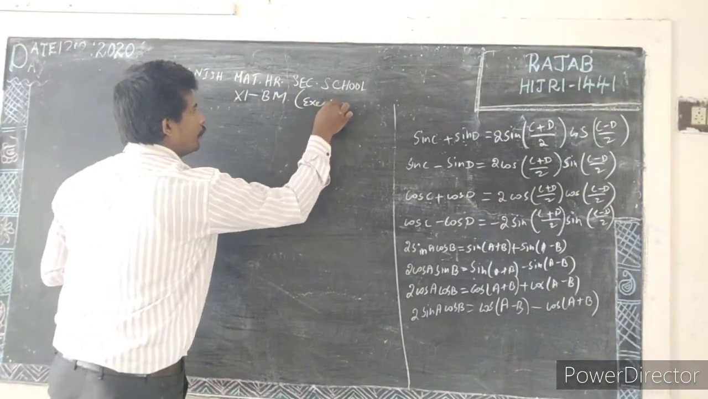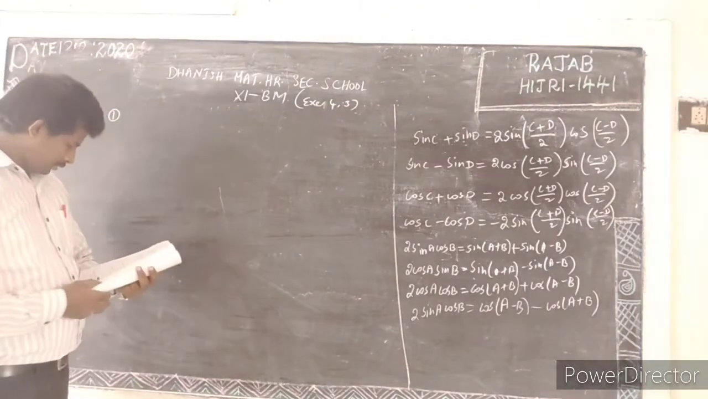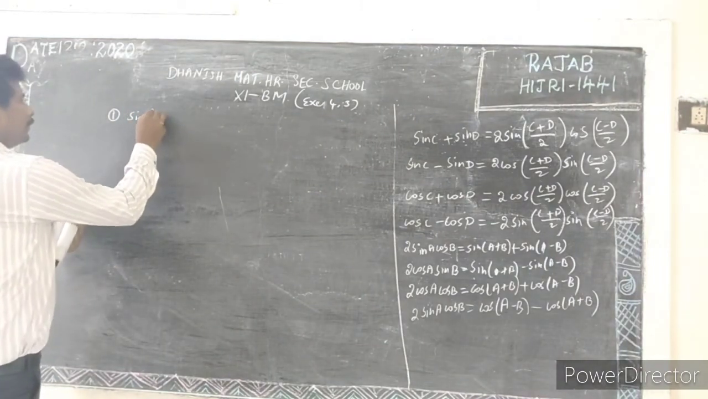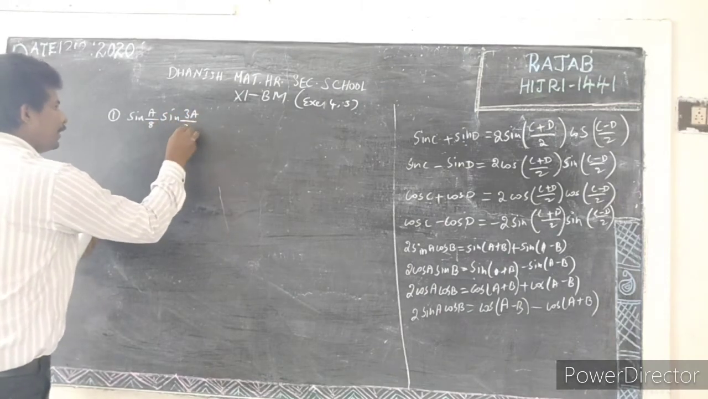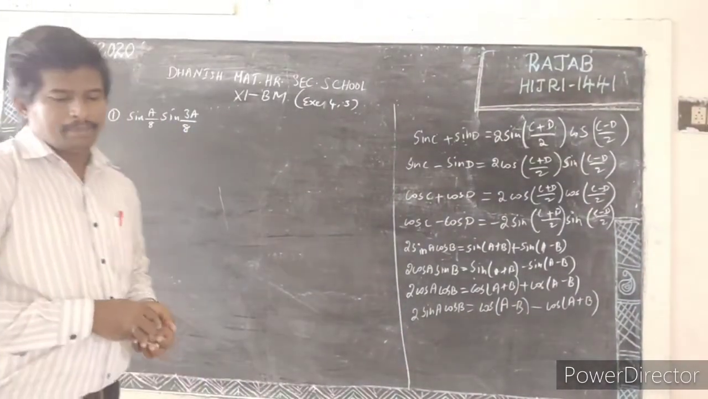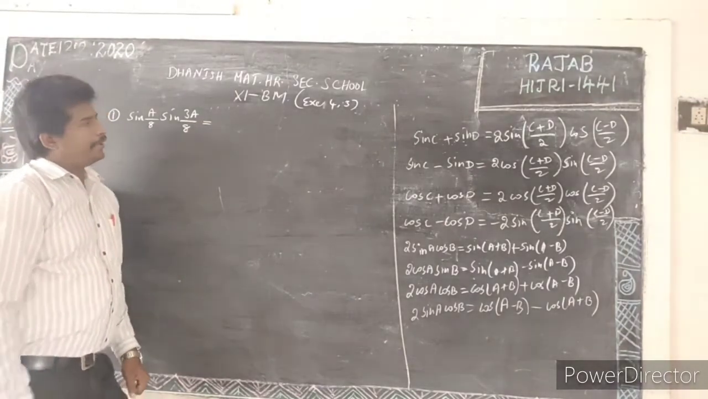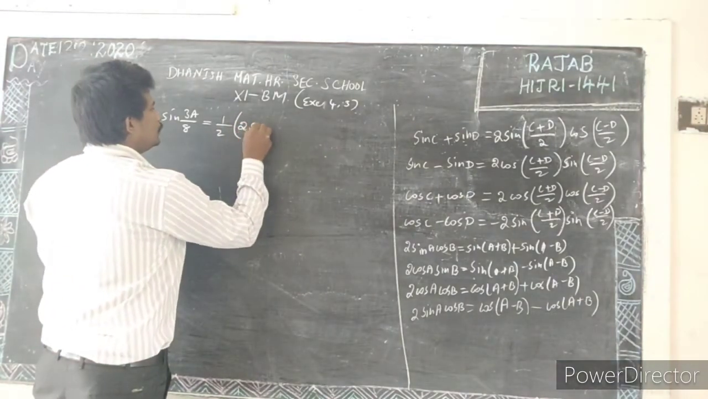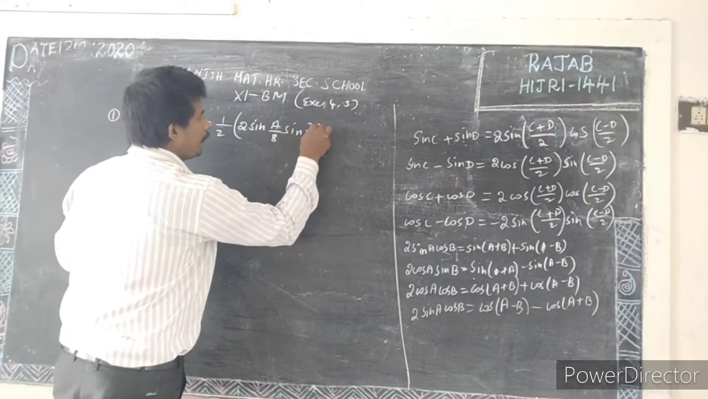Exercise 4.3, first problem. What's the given? sin A by 8 sin 3A by 8. Here, first I am going to multiply and divide by 2. So what will happen? 1 by 2 into 2 sin A by 8 sin 3A by 8.